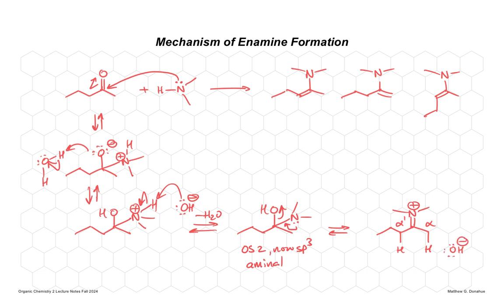So if we deprotonate alpha, it doesn't matter which hydrogen. That's going to form the alkene. Nitrogen gets its lone pair back, and I'll say, just for brevity's sake, A, B, and C. So this, I'll draw it here. This would be path B.